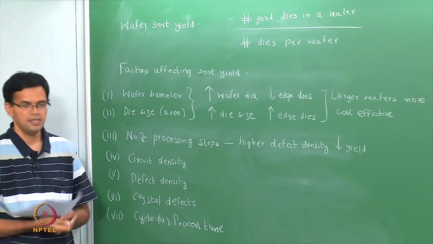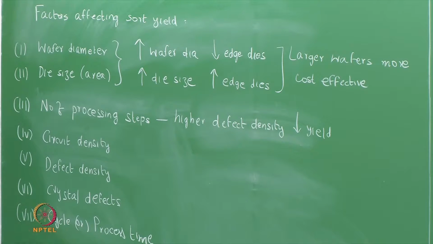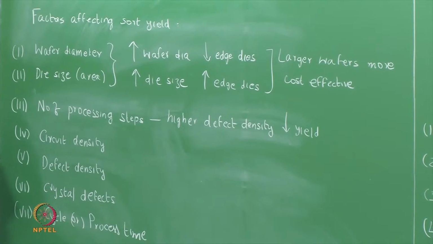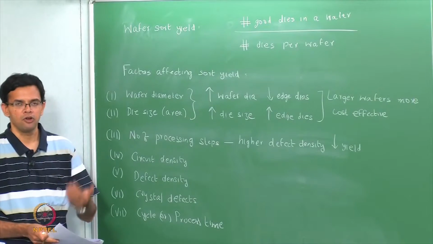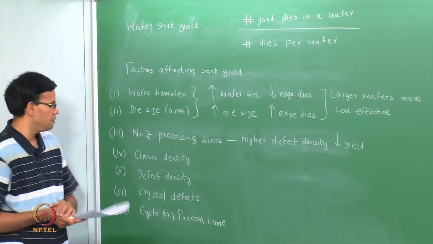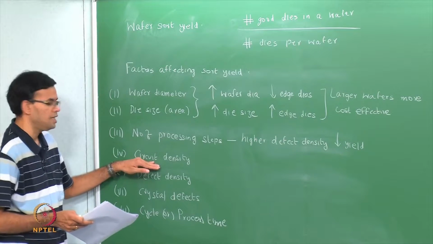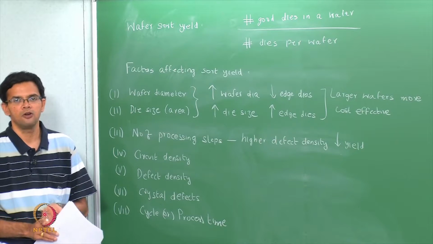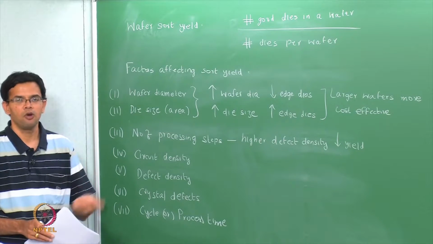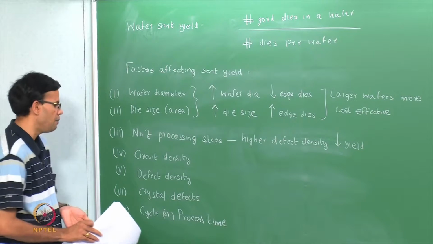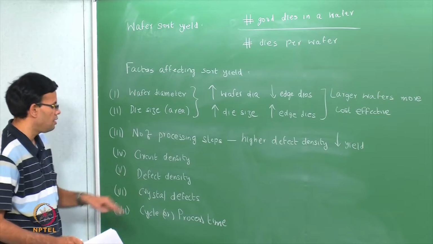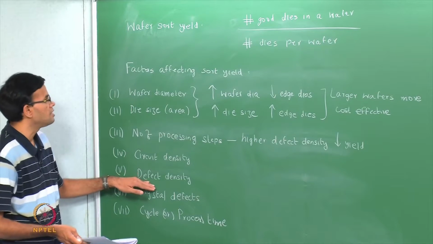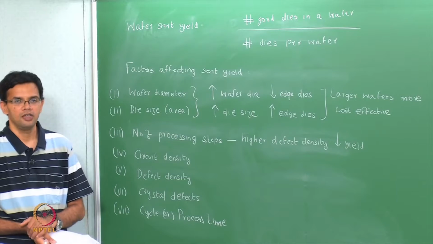So, all of these are various factors that affect the sort yield. Again, if you have a larger cycle time, you can have more contamination, which will again affect the wafers. Circuit density: if you have a higher circuit density, the individual components are closely packed, which means even smaller defects can essentially damage the chip. And other things, the defect density and crystal defects, are obviously related to the sort yield.